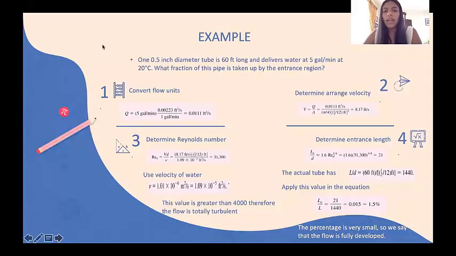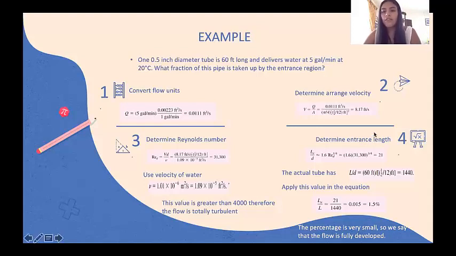In this example, we have some data and one unknown, which is the entrance region. For the solution, first convert flux units in this part, and second determine average velocity with this formula. Third, determine the Reynolds number with the equation of Reynolds, and use the viscosity of water in some tables in the book. For the conclusion, this value is greater than 4,000, therefore the flow is totally turbulent.